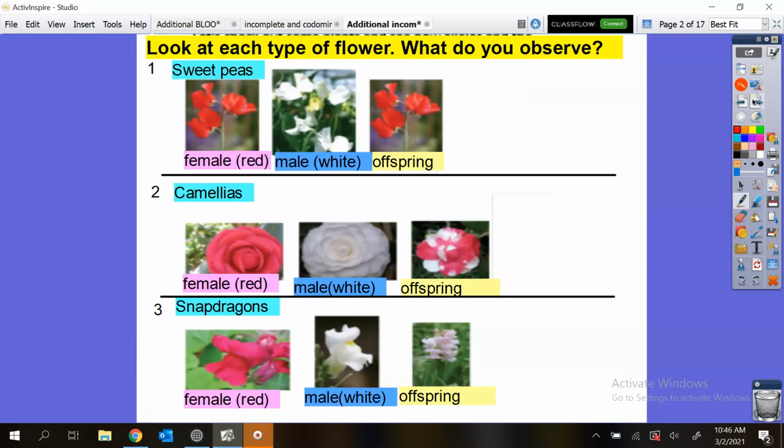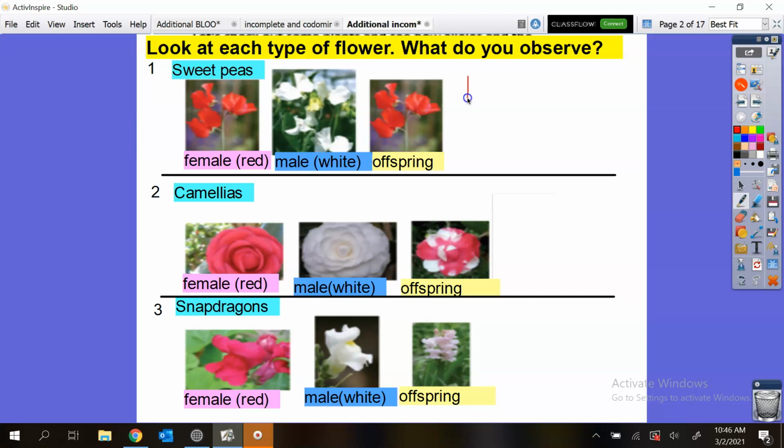Okay, so today we're going to be looking at flowers as well. I just want you to make some observations about sweet peas, camellias, and snapdragons, different types of flowers. Take a second and look at that. You might have noticed that all the females in this case are red, which is correct, and all the males are white. Now take a look at the offspring, and think about what type of pattern of inheritance they are displaying.